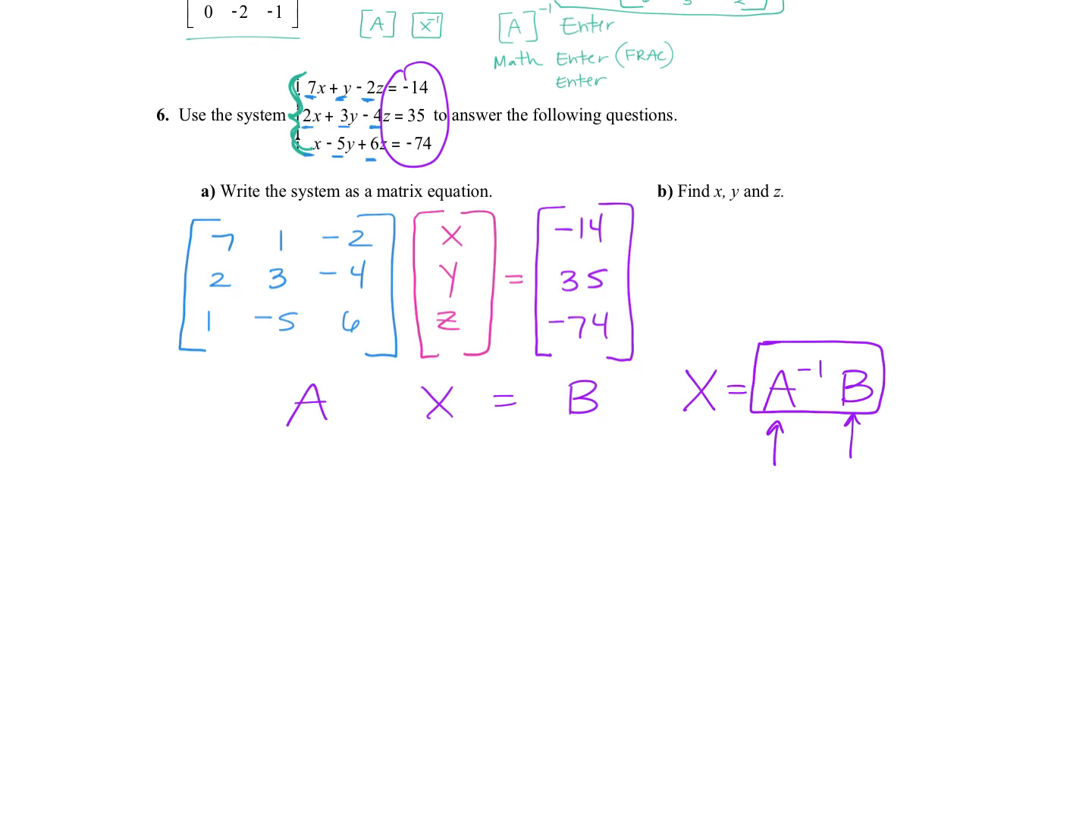Arrow over to the right to edit, and then hit enter. Okay, we want a 3 by 3, so 3, enter, 3, enter, and then we're gonna type that in. So it's gonna be 7, enter, 1, enter, -2, enter, 2, enter, 3, enter, -4, enter, 1, enter, -5, enter, and 6, enter. Okay, so you should have your matrix there.